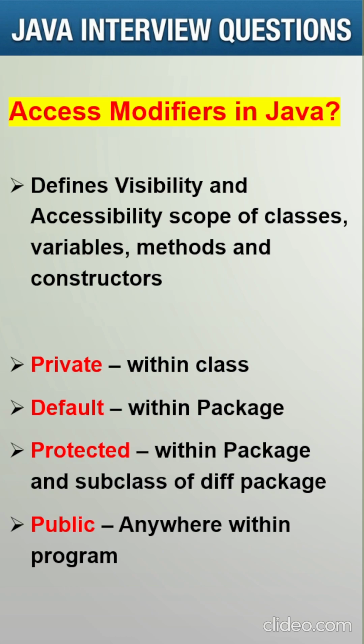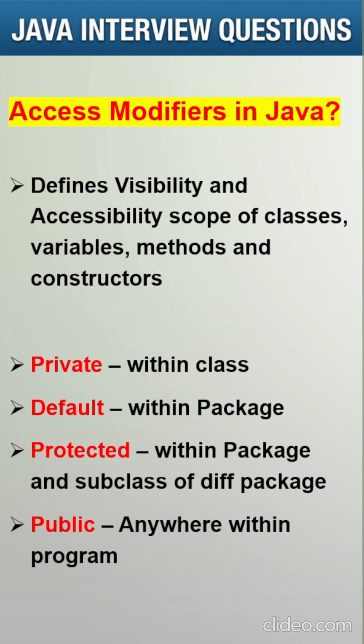Private content is accessible within the class and not outside the class. For default, content is accessible within the package of different classes. For protected, the content is accessible within the package and in subclasses of a different package. And for public, the content is accessible anywhere within the program.